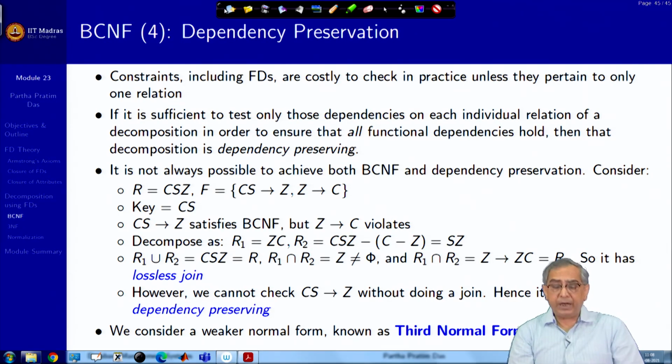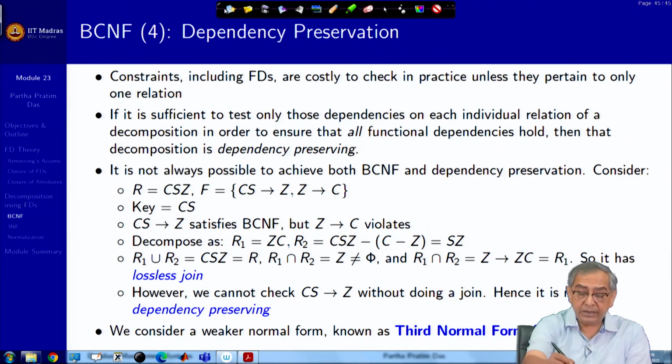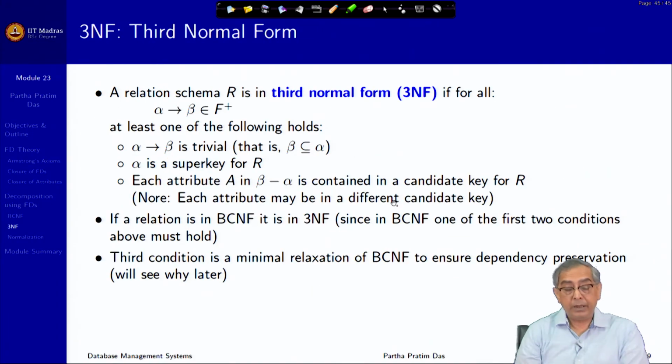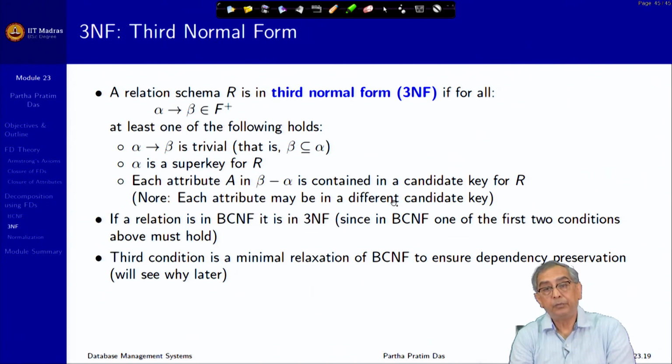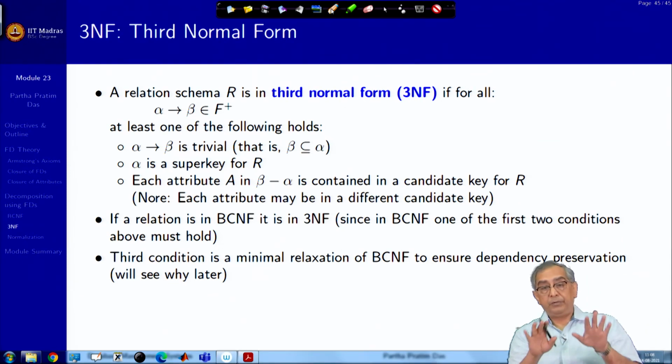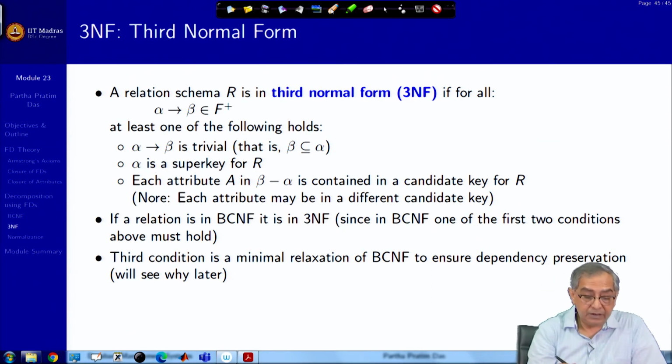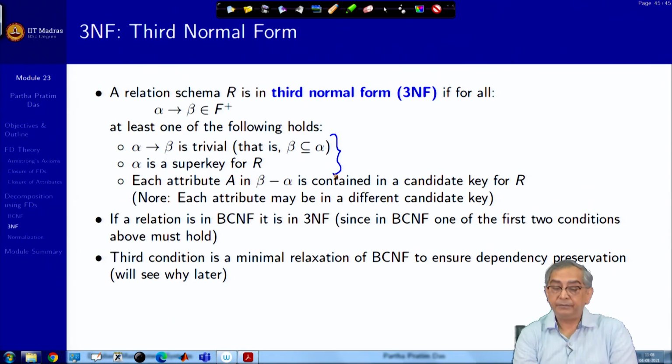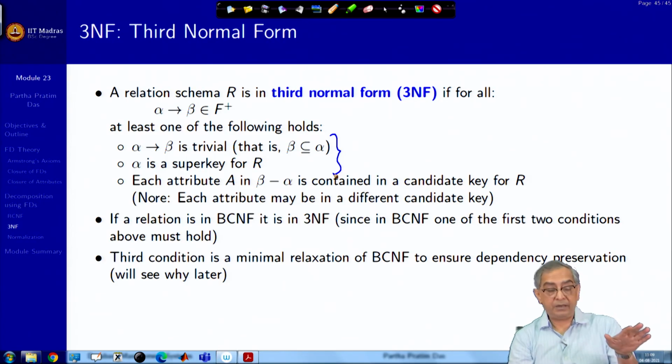So, there is a weakened normal form known as third normal form, which does decomposition with both of these properties. Do not worry, we will again have examples of each of these. It has 3 conditions. The first 2 are the same as BCNF: if a dependency alpha determines beta is in the closure of F, then either alpha determines beta is trivial or alpha is a super key.